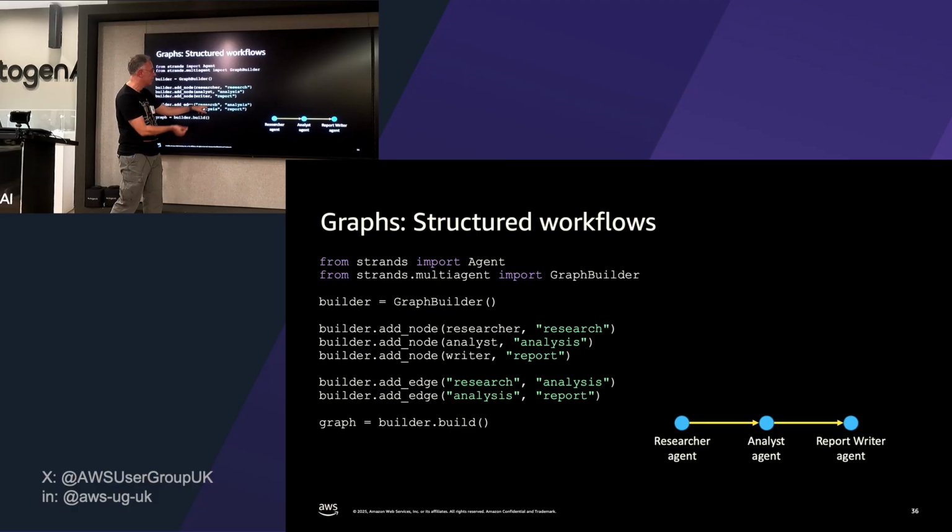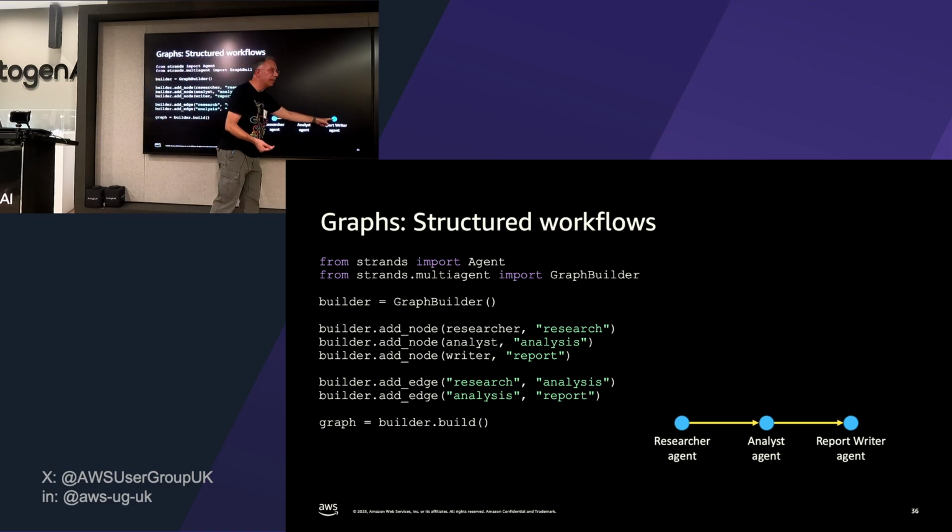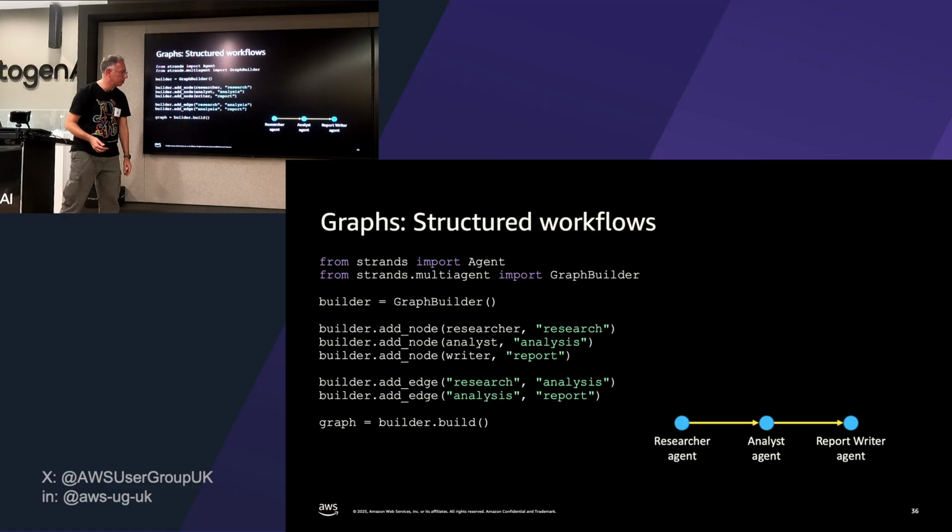So the researcher will send the result to the analyst, and then the analyst will send the result to the writer of the report. So in this case, it's a very linear graph, but you can also have nodes that have conditions, and you can have something more dynamic. But it's a directed graph at the end. So this is very static, but works well for some scenarios.